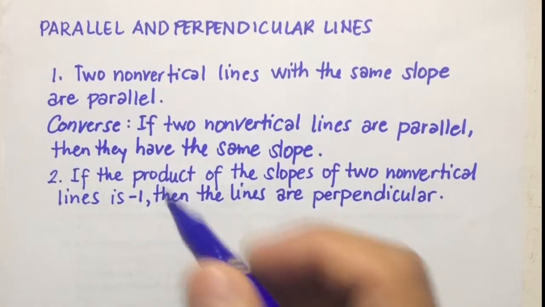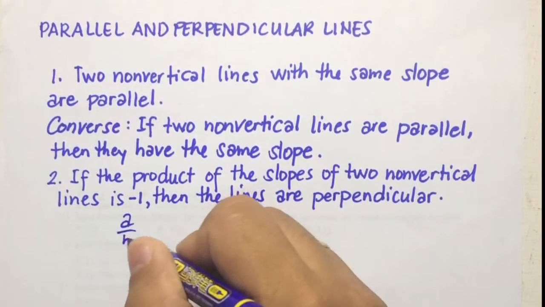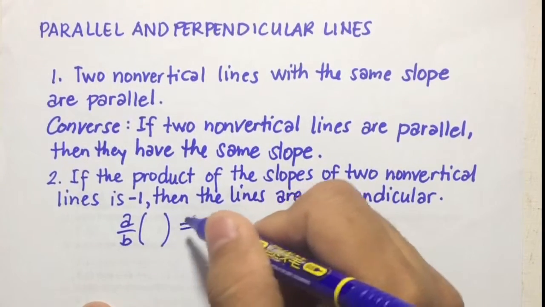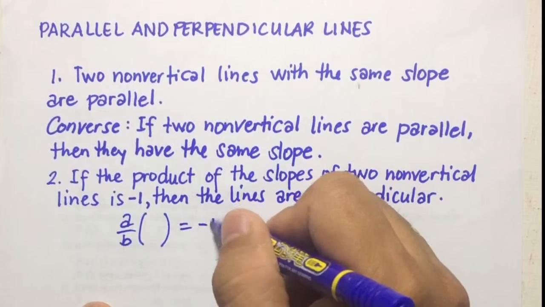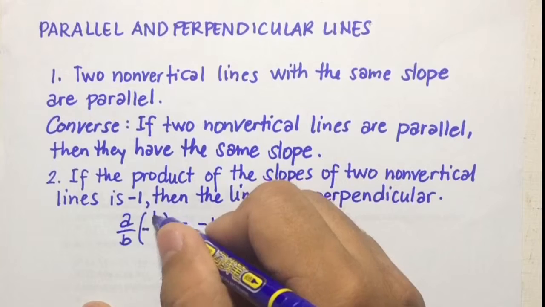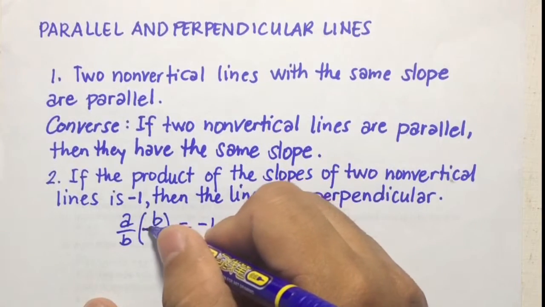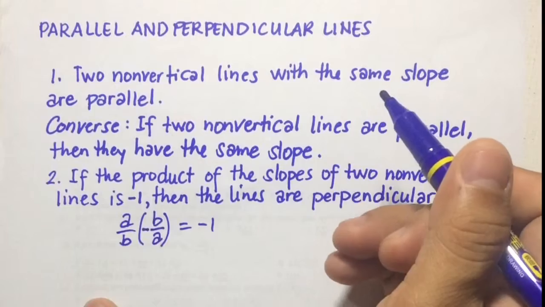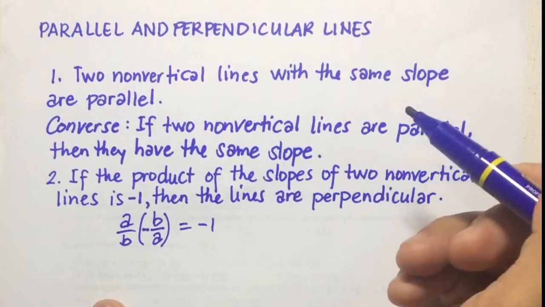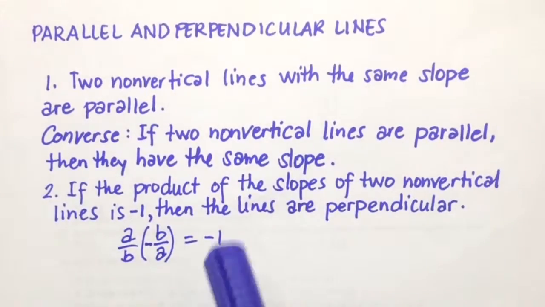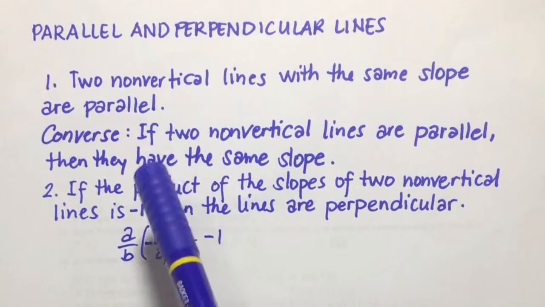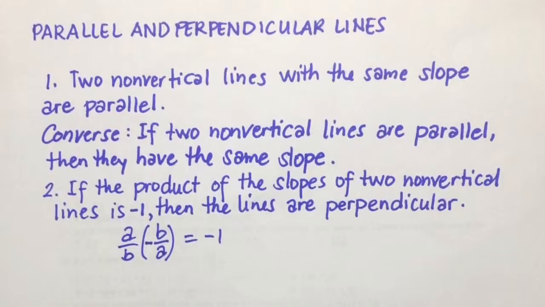Meaning if you are given a slope a over b, multiplied to another slope here, the result will be -1. So this means that you will just have its negative reciprocal. So the negative reciprocal of a over b is negative b over a. So if we multiply these two here, we're going to have the result of -1. We are going to use these ideas in solving problems involving parallel and perpendicular lines.